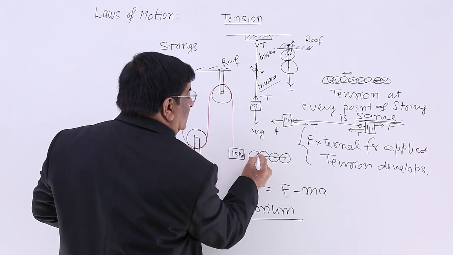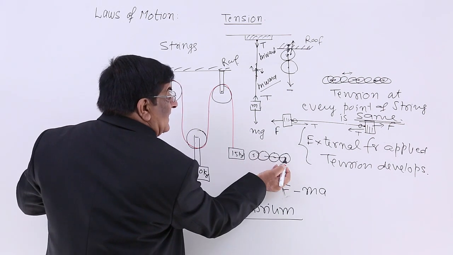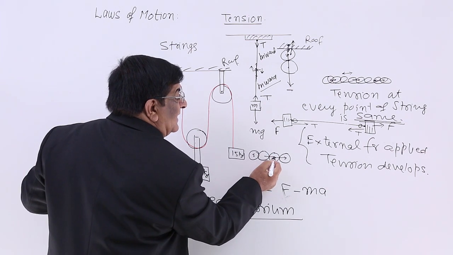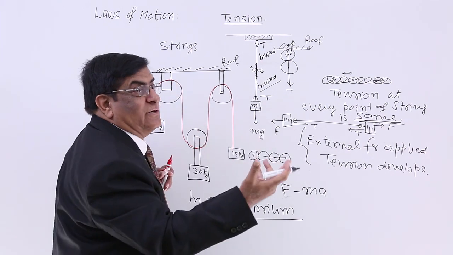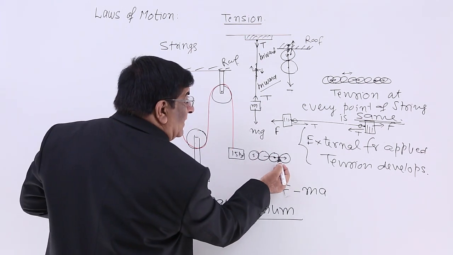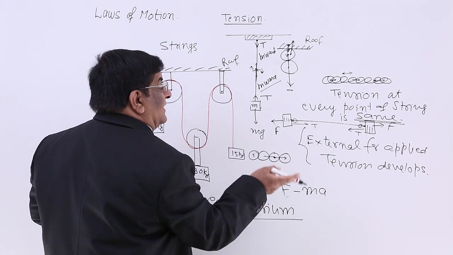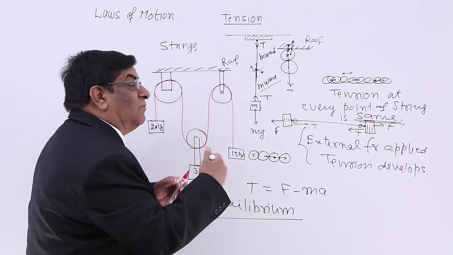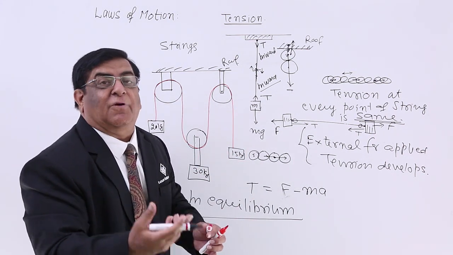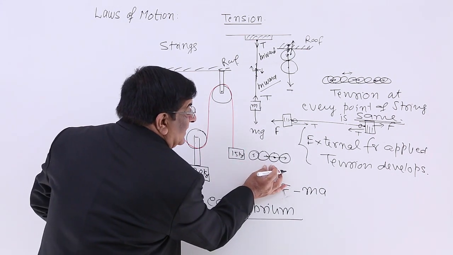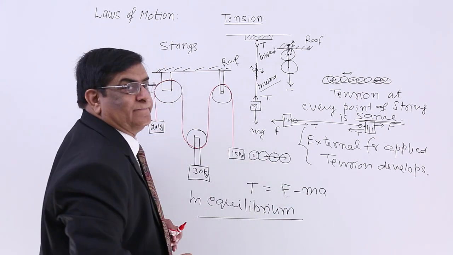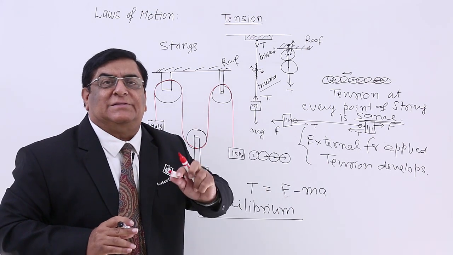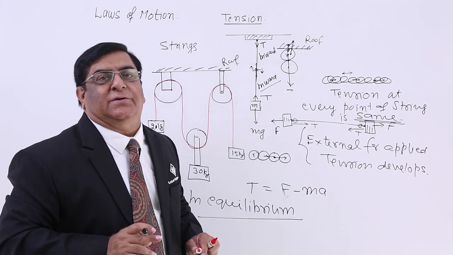It is applying force on this as 5 Newton. It is applying force on this 10 Newton. It is not possible that it will apply on this 15 Newton. If it is applying force on this as 10 Newton, it is not possible that it will apply on this only 5 Newton. What will happen to the rest 5? That will become an unbalanced force and it will keep on moving like this. That is not possible. All the forces are balanced. That means tension at every point is the same.